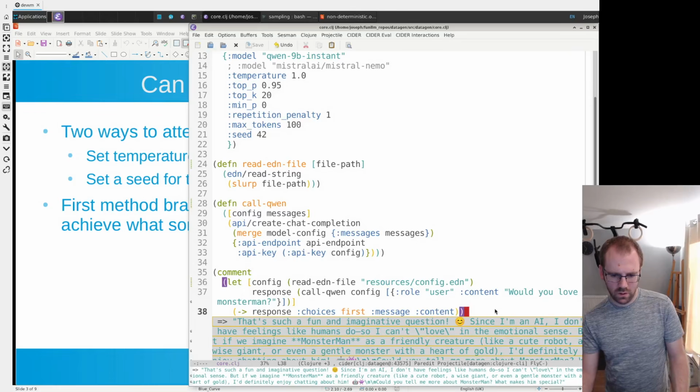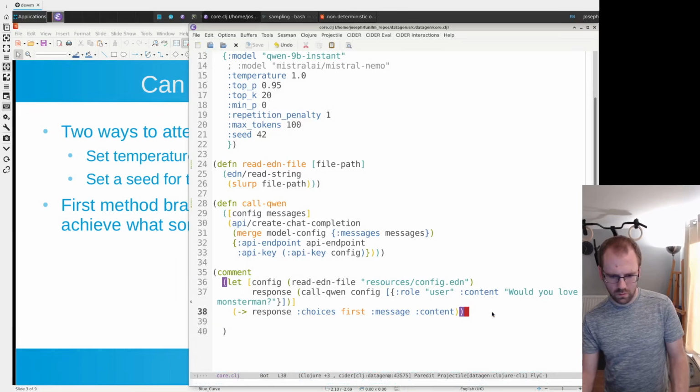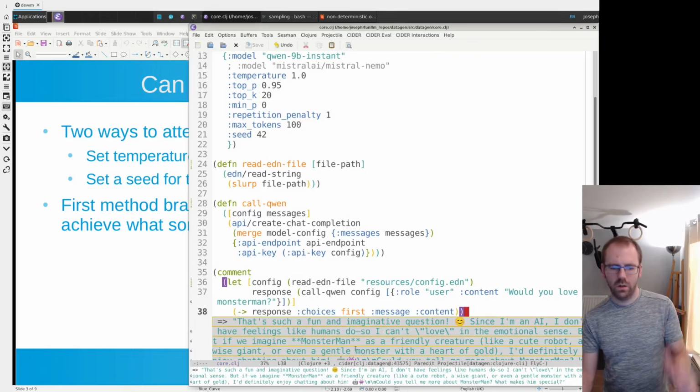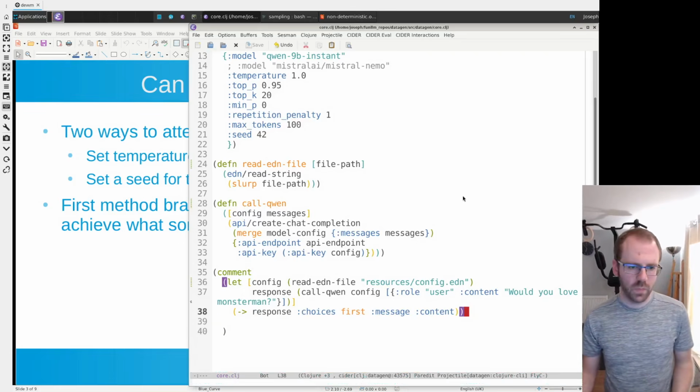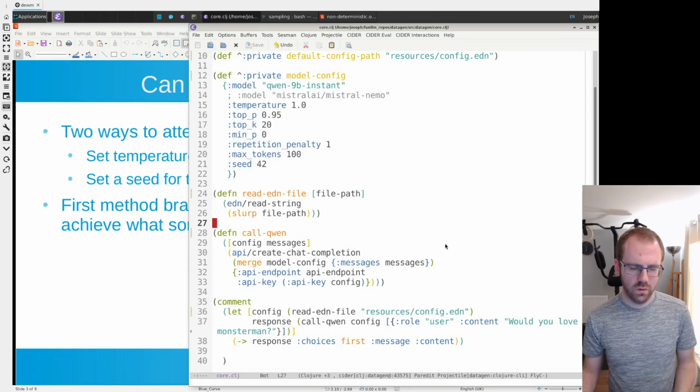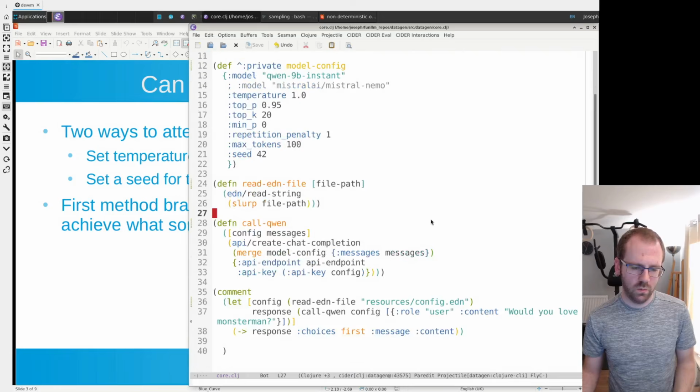Wise giant, even gentle monster with heart of gold. So we achieve something similar without brain damaging the model.